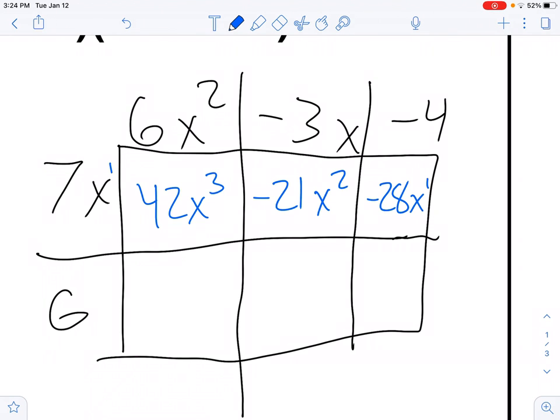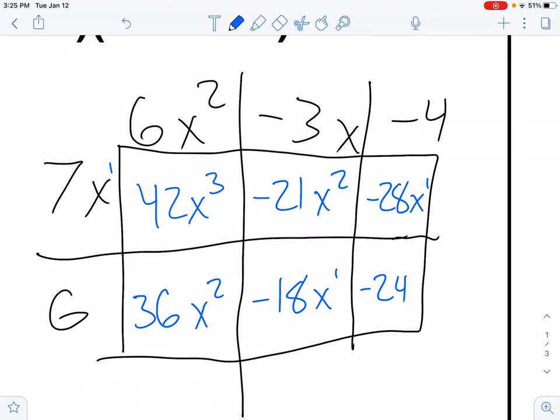Okay, here's our next box. We are doing along the bottom 6 times 6x squared, so 6 times 6, 36. And our x values, if you see there's no x attached to this 6, so it's just going to stay as x squared here. Okay, so base numbers, 6 times negative 3, negative 18, and nothing changing the x, so that stays as x to the first. And then 6 times negative 4, negative 24.